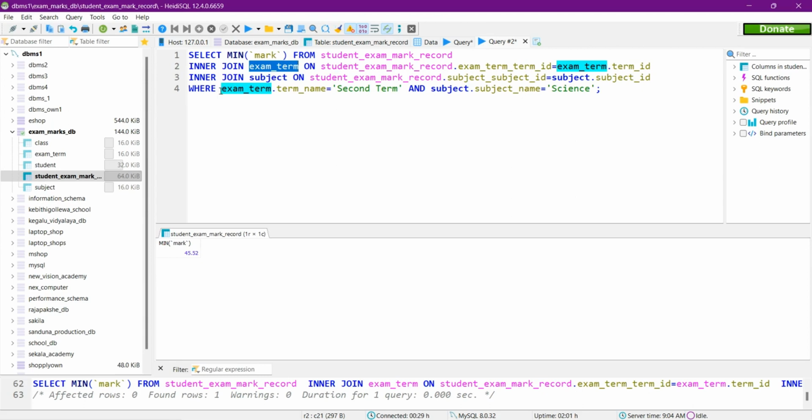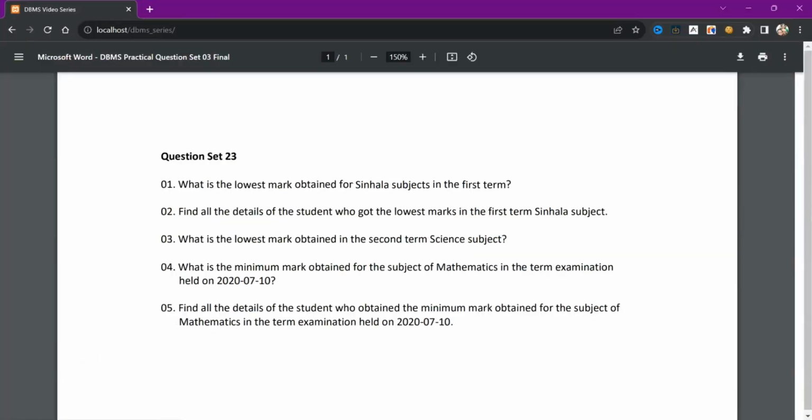So finally we have given two conditions. If you look at the condition, the term name should be second term and the subject name should be science. So these are the two conditions. We got the answer for the third question. So let's move on to the fourth question.